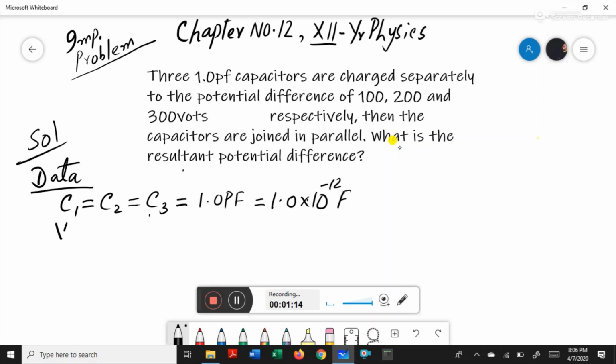C1 is charged to V1 equals 100 volt, V2 is equal to 200 volt and V3 is equal to 300 volt.